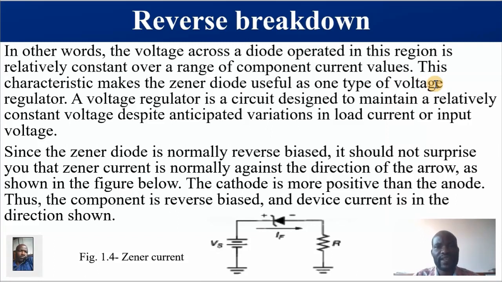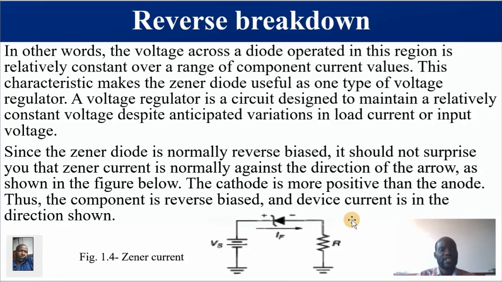What is a voltage regulator? This is a circuit that is designed to maintain an output voltage at a relatively constant value, despite increase or decrease in supply voltage or variation in load current. So we don't want the output voltage to vary as the input voltage varies, or as the load current increases or decreases. The reverse current flows in this direction when the diode is reverse biased.